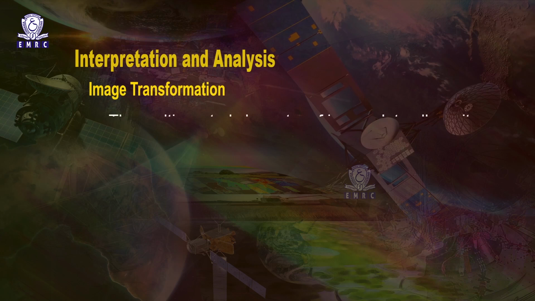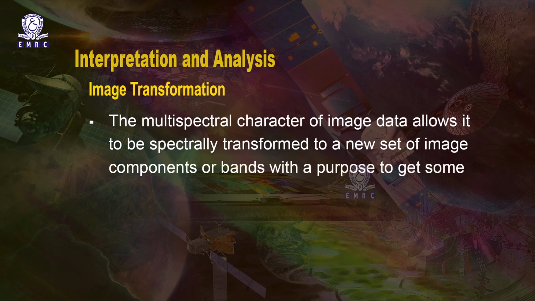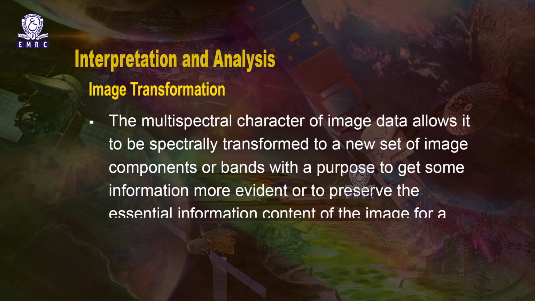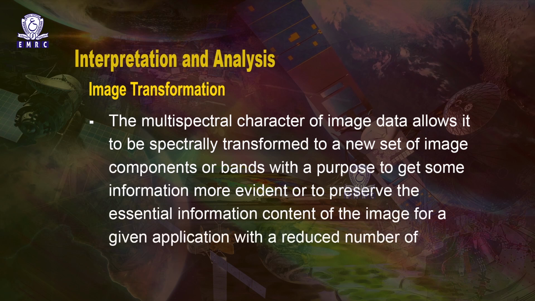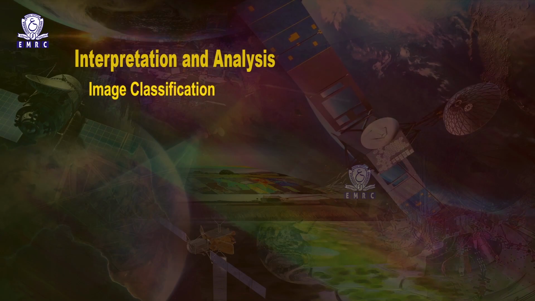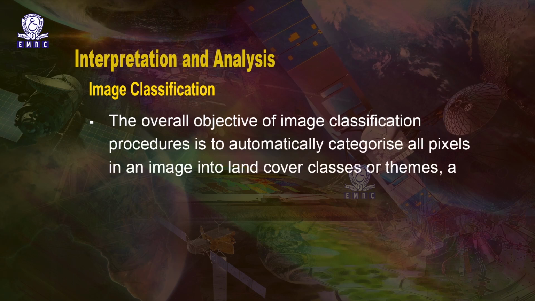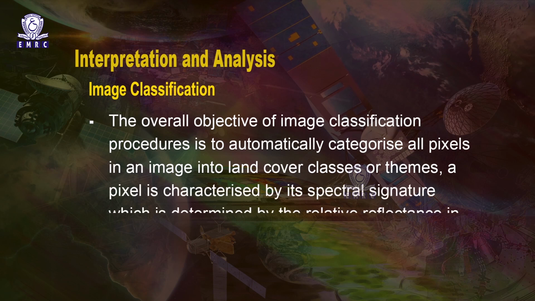Third, image transformation. The multispectral character of image data allows it to be spectrally transformed to a new set of image components or bands, with the purpose of making some information more evident or preserving the essential information content of the image for a given application with a reduced number of transformed dimensions. The pixel values of the new components are related to the original set of spectral bands via a linear operation.